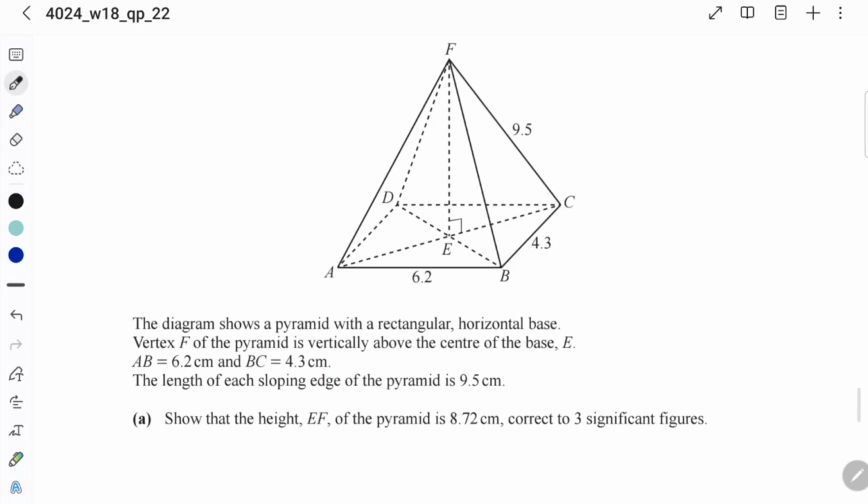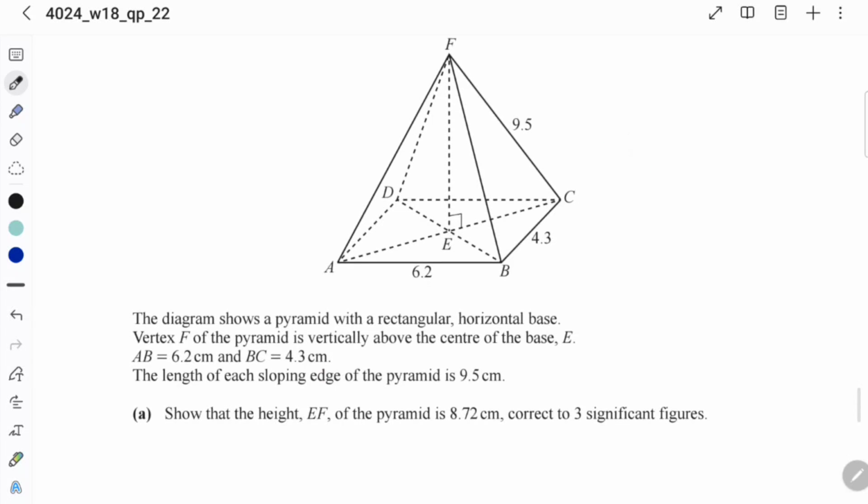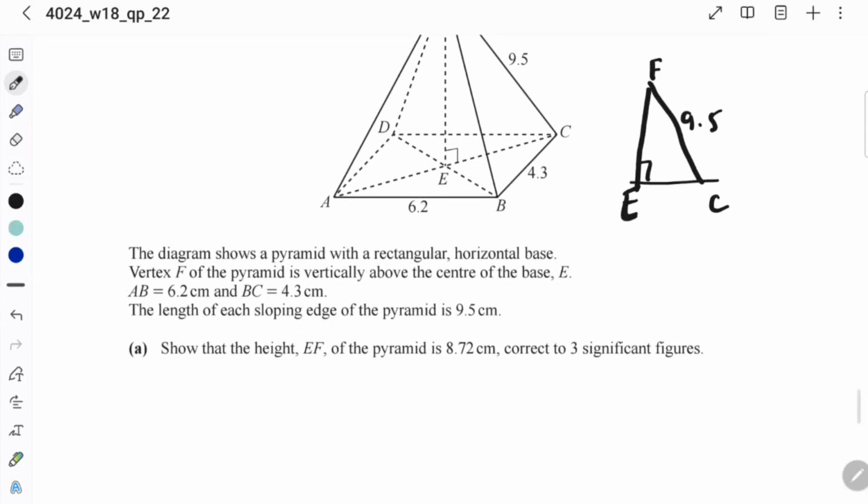So for example, EF is required. First of all, consider what the question is. For E to F is 90 degrees and 9.5, and EC is the question. Before we find out EC, we'll calculate the length of AC. For finding out the length of AC, we have a rectangular base. I'm just drawing here, this is 90 degrees, and A to B is 6.2, and BC is 4.3.